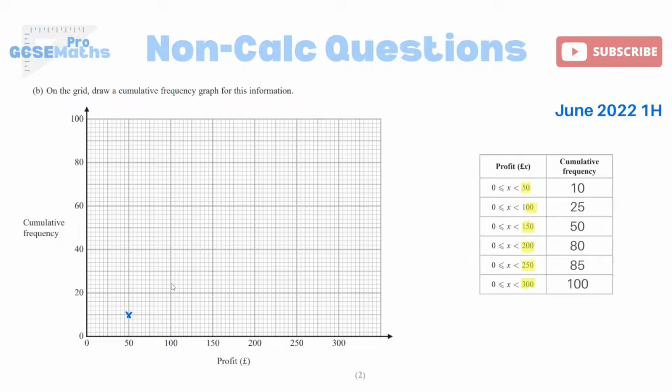125, so that's 30, so it'd be halfway. 150, 50, that's here. Obviously it should always be increasing, this graph. 200 at 80, 250 at 85, so halfway again, and then up to 100. And now obviously you're going to join it up, but try and join it up with some kind of slight curve. Obviously yours should hopefully look a little bit nicer than that, but that's 2 marks. So currently we've already got 3 marks for just doing a table and filling it in.